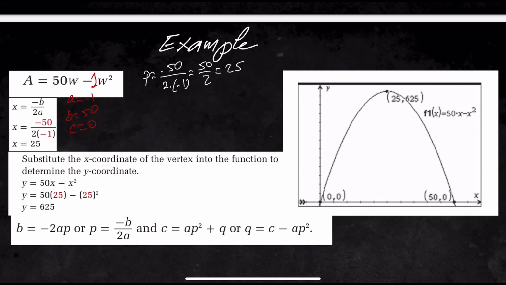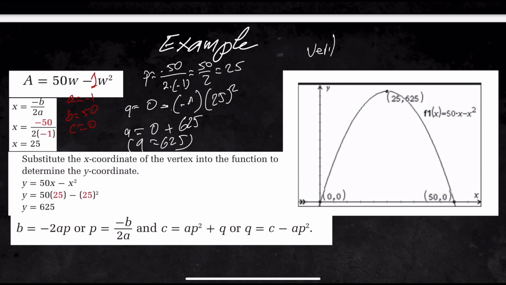My q is c, which is 0, minus a, which is minus 1, times p squared, 25 squared. Okay, 0 minus 1 times minus 1, which is plus. So 25 squared is 625. So my q is 625. So my vertex point is (25, 625).